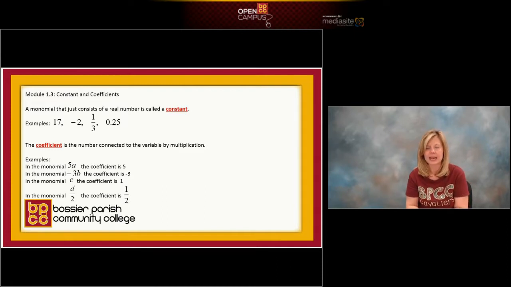I'm going to say that again. Every letter has a coefficient. If it's not written there, like the 5 for the A and the -3 with the B, if you do not see the coefficient, it is understood to be the number 1, because 1 times C would be C. So if I ask you the coefficient of the letter C, you're going to say 1. If I ask you the coefficient of the letter X, you're going to say 1. If I ask you the coefficient of the letter Z, you're going to say 1.